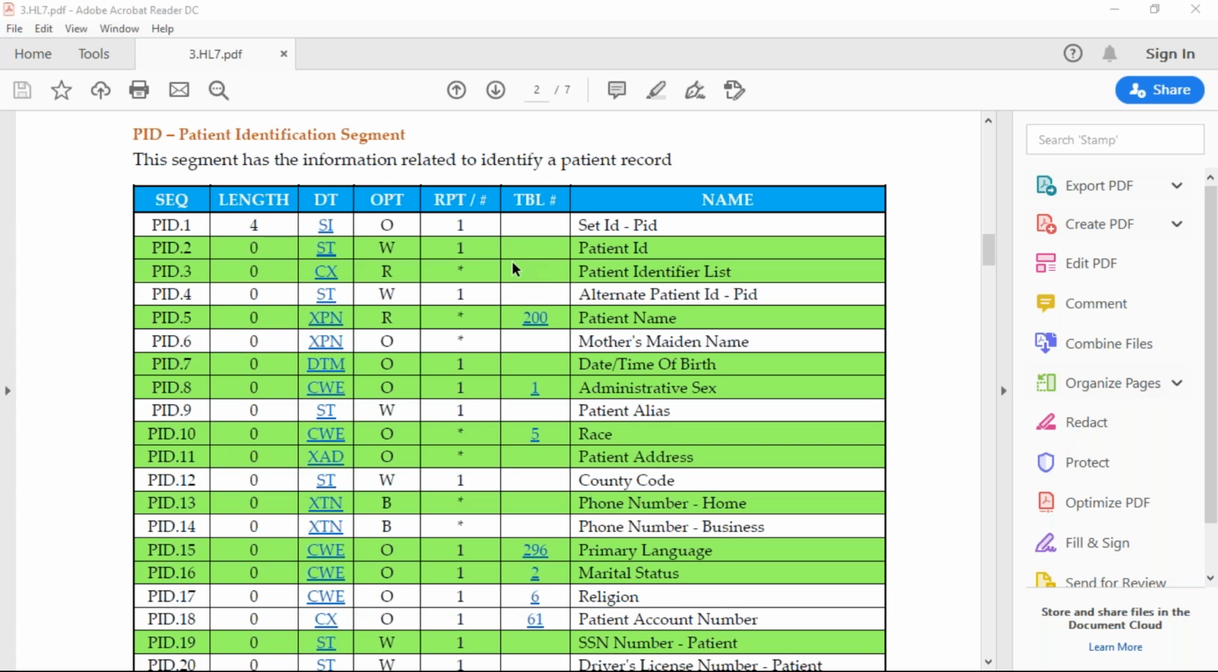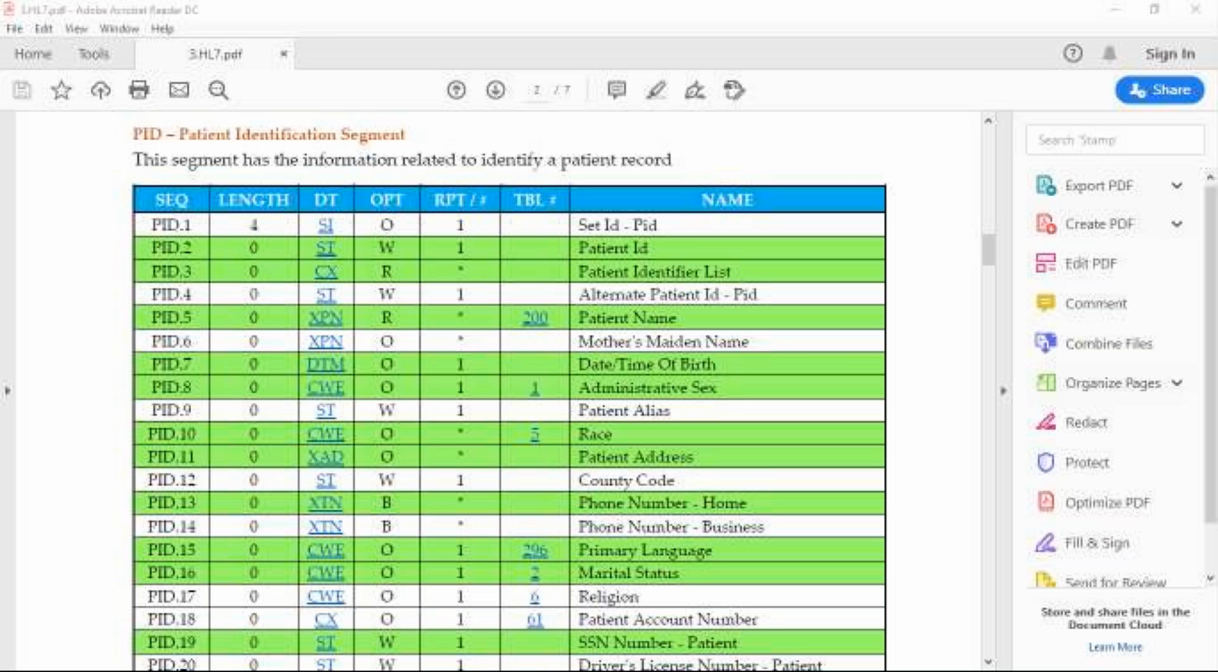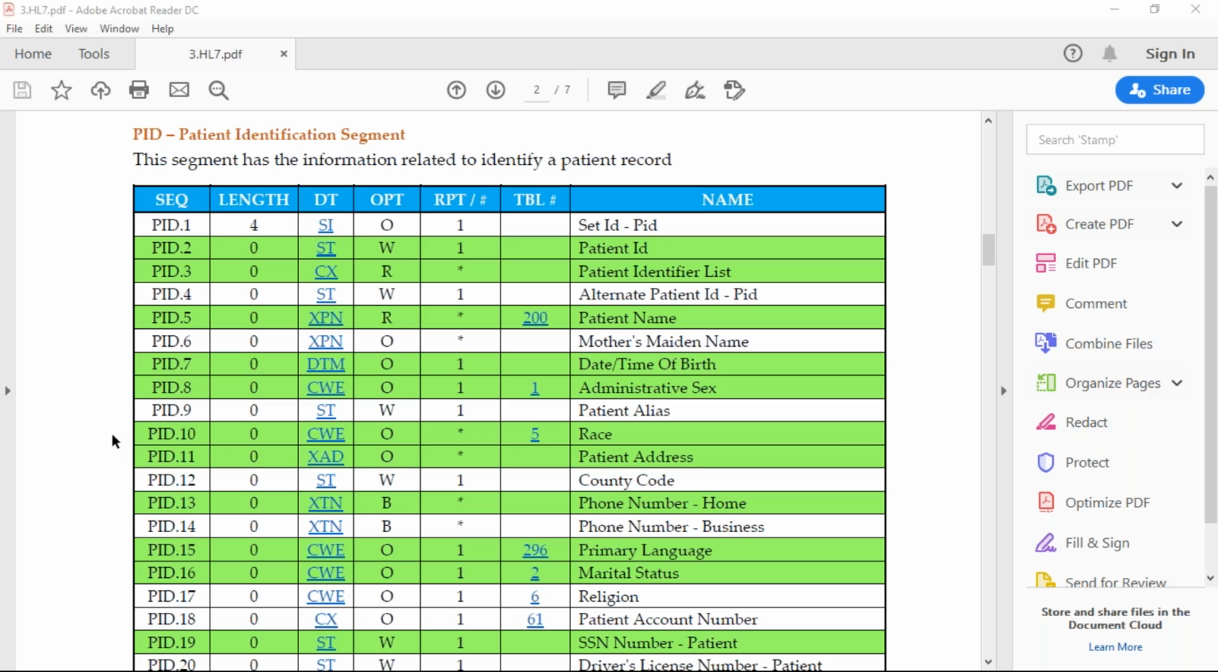Okay, and next we have PID 2, 3 and 4, which are used to show the patient identifier. Just give me one minute, guys. So you might ask me a question: why do we have three fields to send the patient ID? These three fields have their own importance in sending the patient ID. So let us take up a scenario here to understand it better.